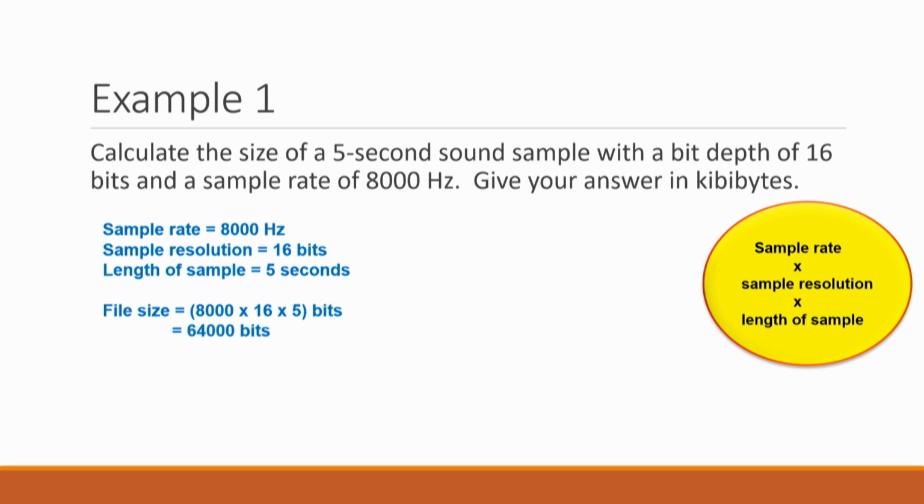File size will hence be obtained by calculating 8000 times 16 times 5. So, we are dealing with a file size of 640,000 bits. How many bytes does that make? We divide by 8. To obtain the answer in kilobytes, we divide again by 1024. That makes 78.1 kilobytes.